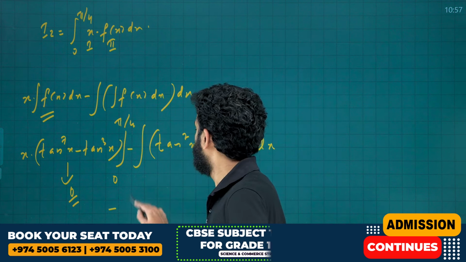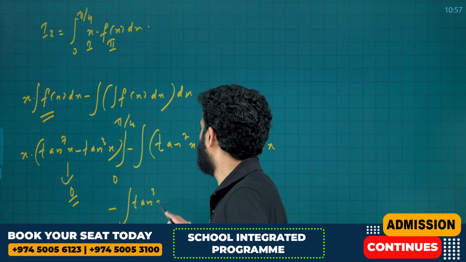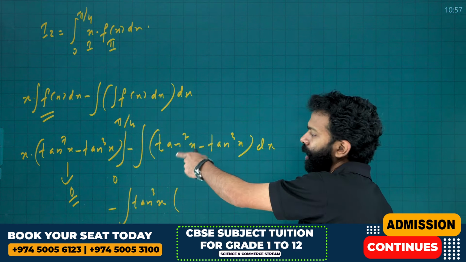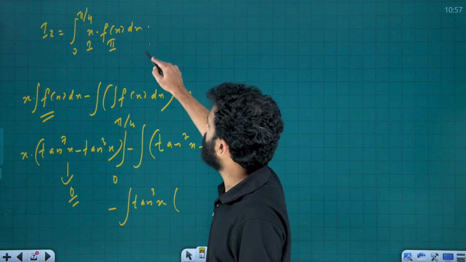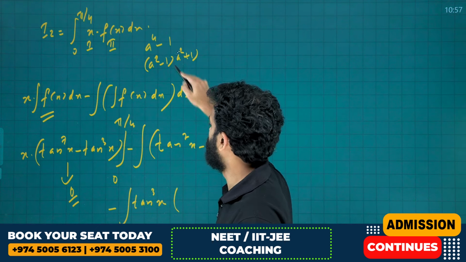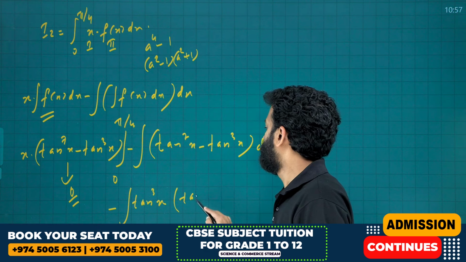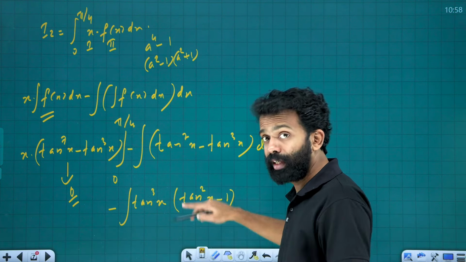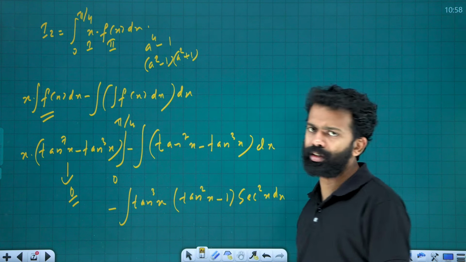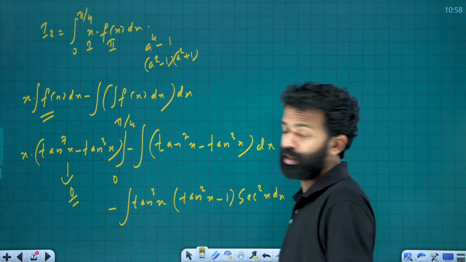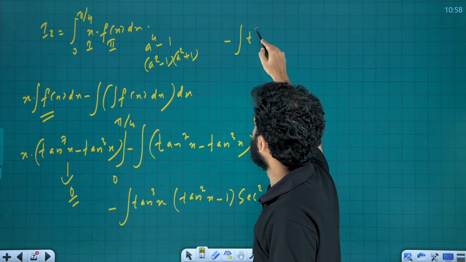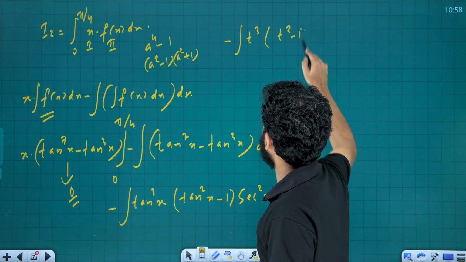Therefore, it will be minus of integral tan cube x into, if you take tan cube x outside, it will be tan raised to 4x minus 1, right? So what is a raised to 4 minus 1? It is a square minus 1 into a square plus 1. Therefore, tan cube x into tan square x minus 1 into tan square x plus 1, that is what? Sec square x into dx. It's done, right? Substitute tan x is equal to u. We already used t there. Okay, let's put tan x is equal to t. Therefore, it will be minus of integral t cube into t square minus 1 into dt.